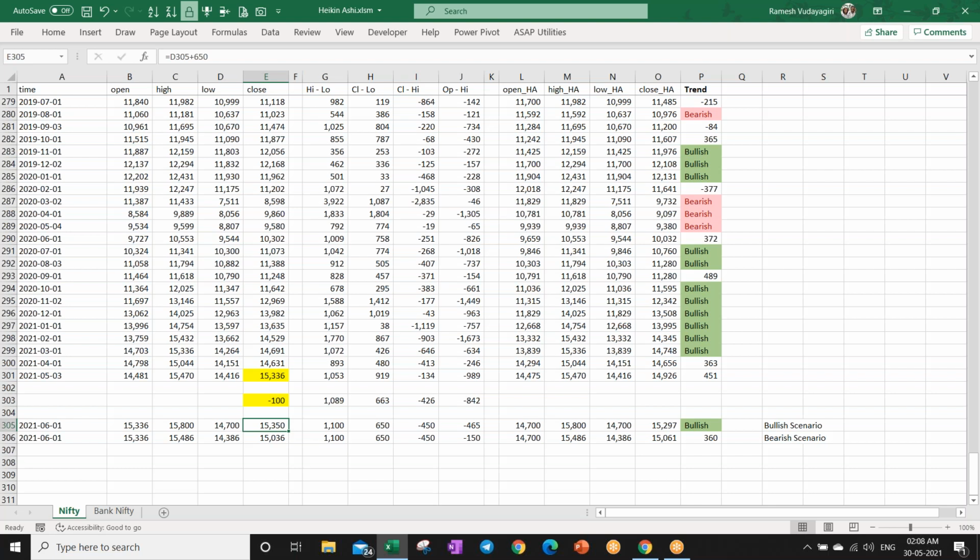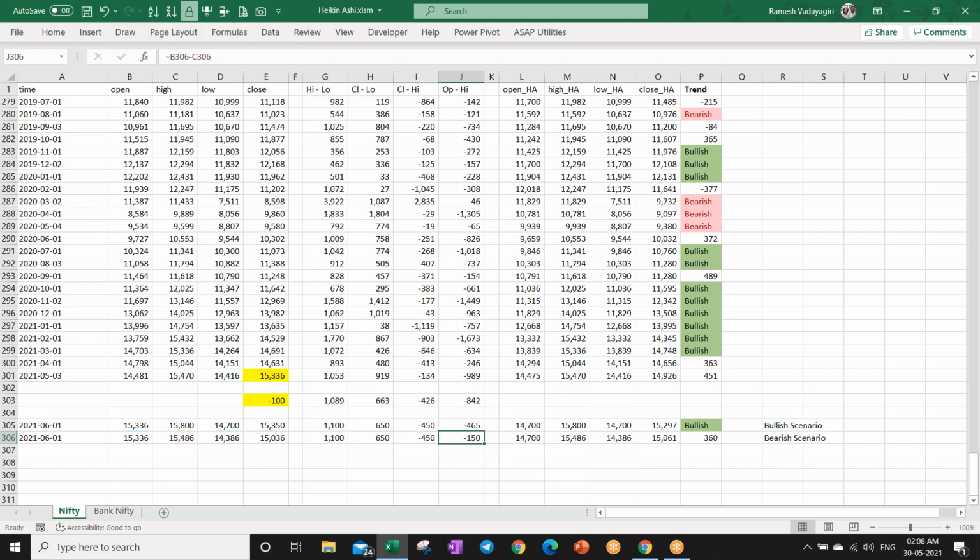In case you are bearish, then you can look for this 14,700 level, which we should not break. If we break, then another problem will come up, which makes a bearish scenario. What is the bearish scenario? We'll see that also.